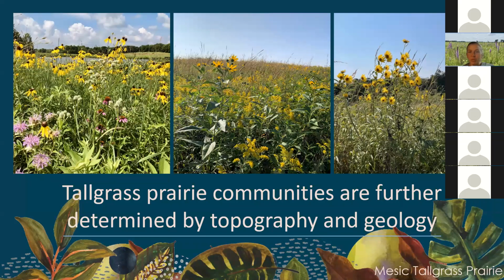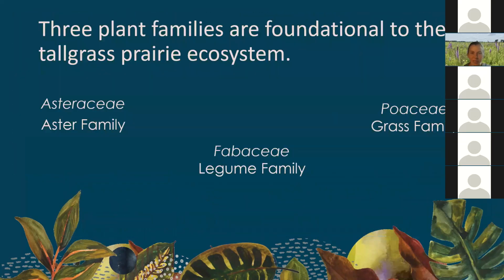With this incredible amount of diversity, both in conditions and in plant communities that we're going to see, the central plant community can stay the same throughout the tallgrass region. So there are some foundational families that are represented within the tallgrass prairie. And some of these may come as no surprise.